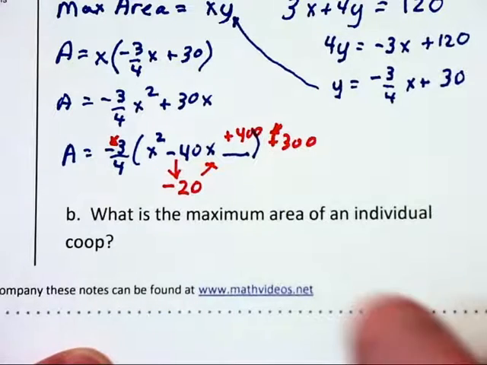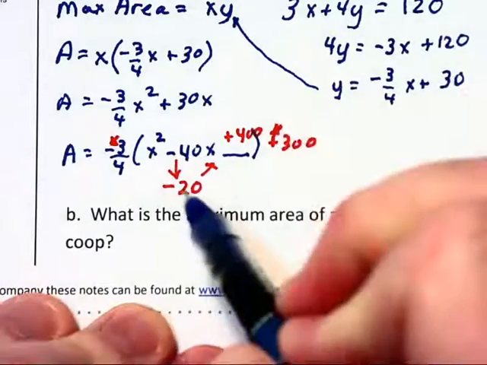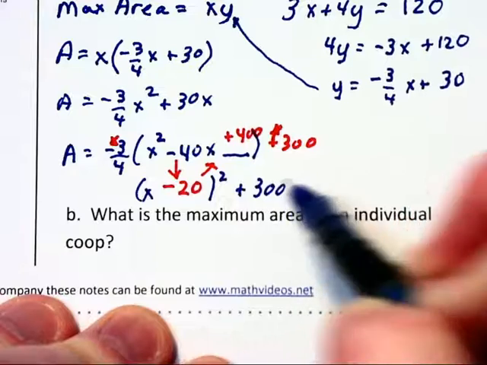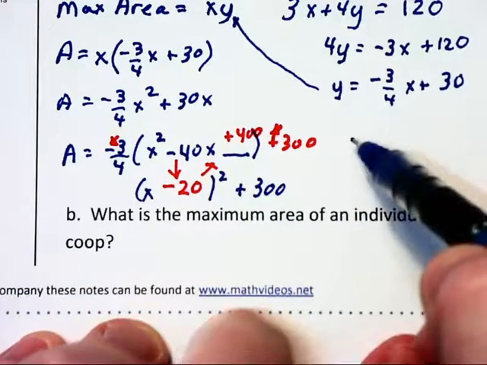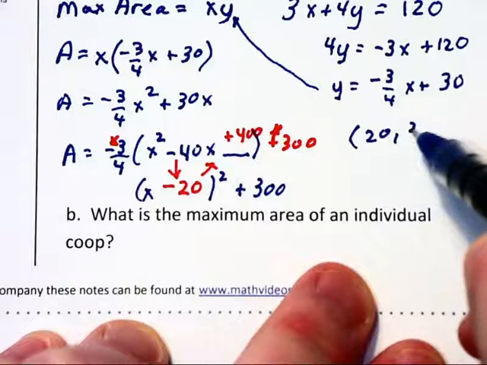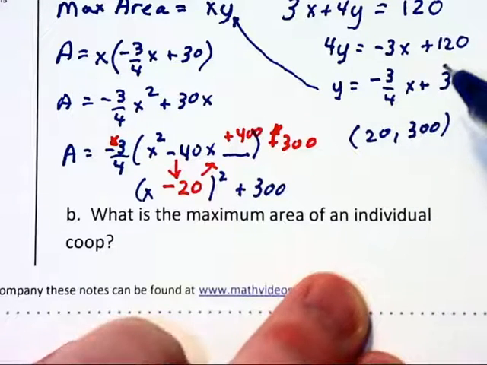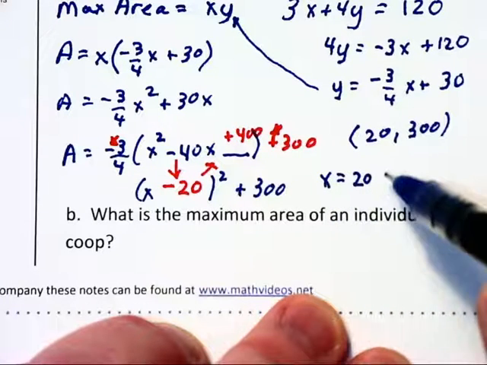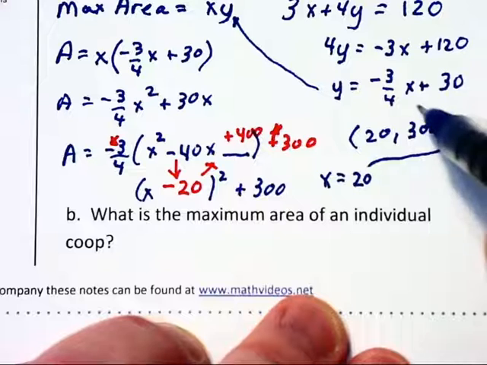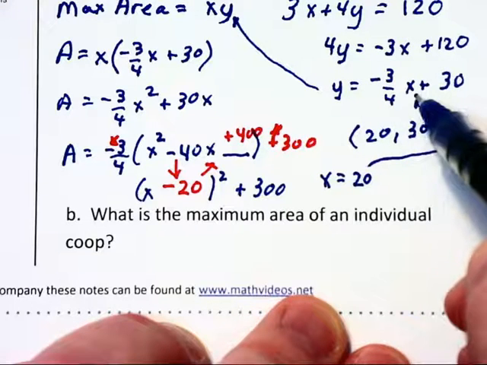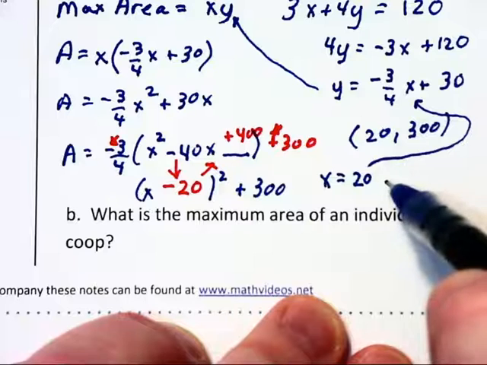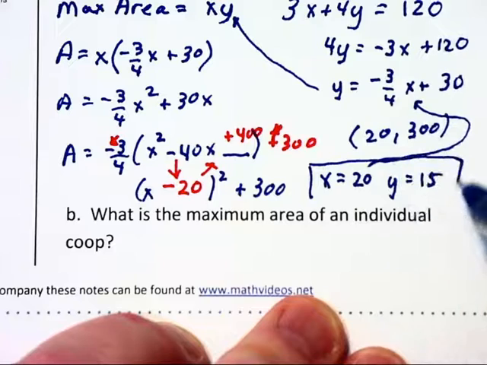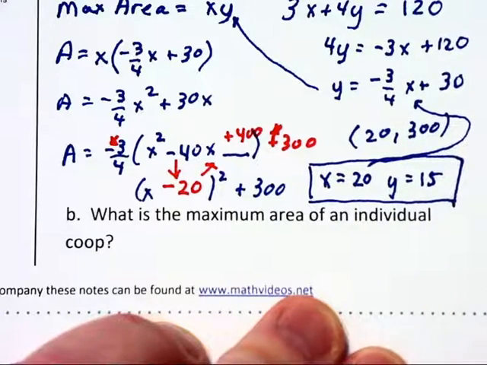Now what does this tell us without finishing off the equation? When we get our x minus 20 squared plus 300, I guess I just did finish off the equation, we're going to have a vertex of 20, 300. What dimensions should x be? Well, x should equal 20. And when you take that 20 and substitute it into one of these equations, negative 3/4 times 20 is negative 15, plus 30 is 15, so y should equal 15. So 20 feet by 15 feet is the answer there for this part.